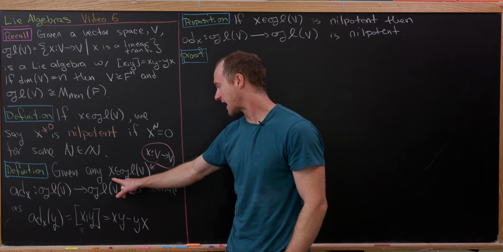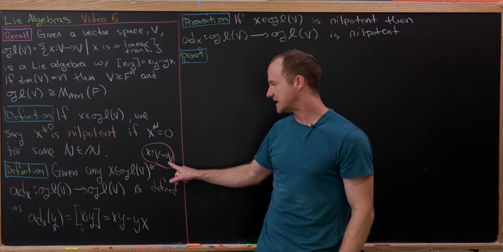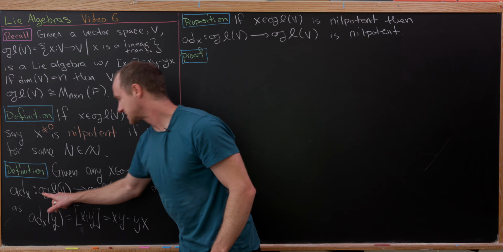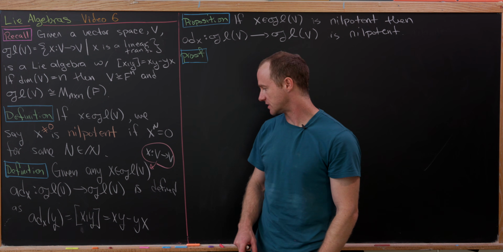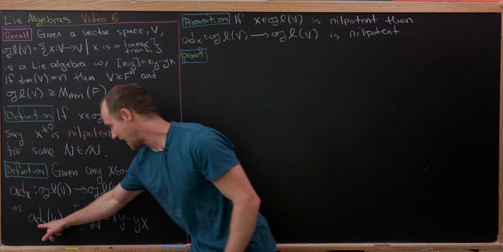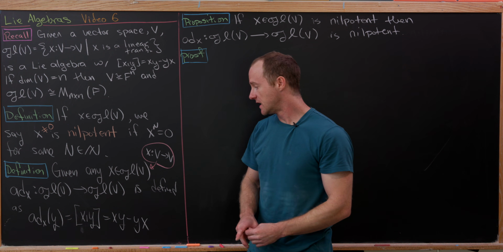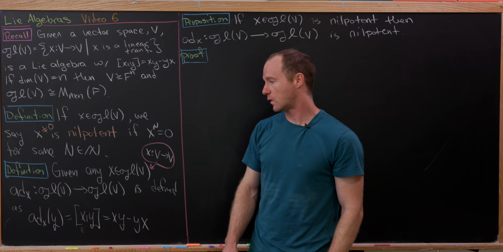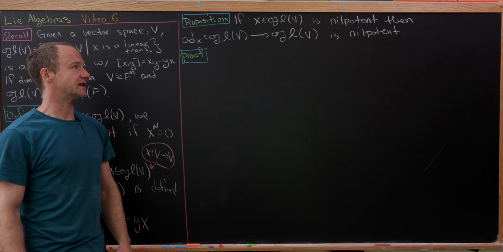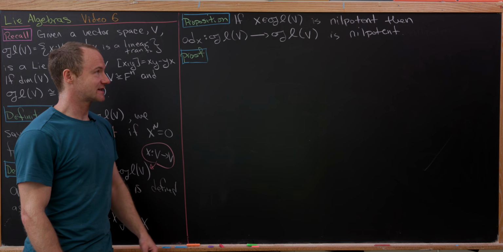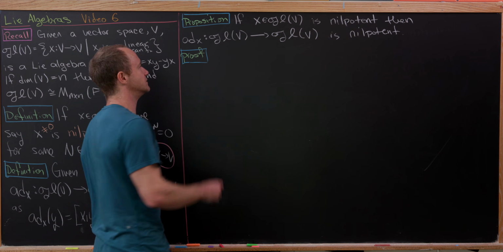Given any X in GLV, recall that means it's a linear transformation from V to V. ad X is a map from GLV to GLV. It's in fact a linear transformation, and it's defined by ad X of Y equals the bracket of X with Y, in other words, XY minus YX. And our goal is to show that if X in GLV is nilpotent, then ad X is also nilpotent. Okay, so let's see how we might do that.